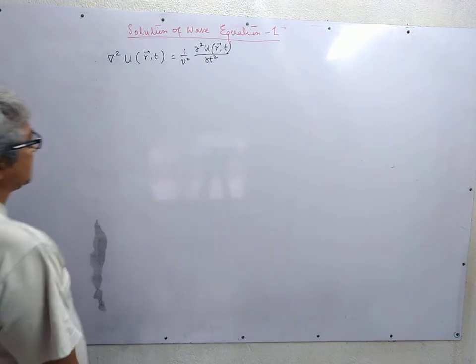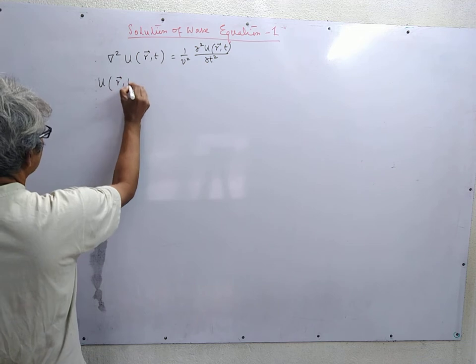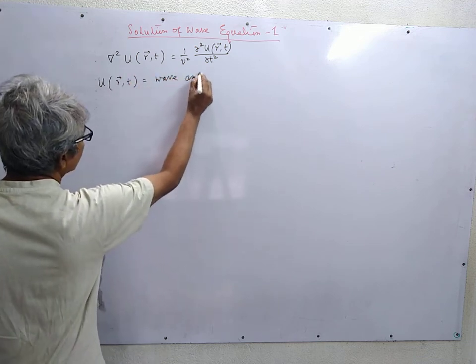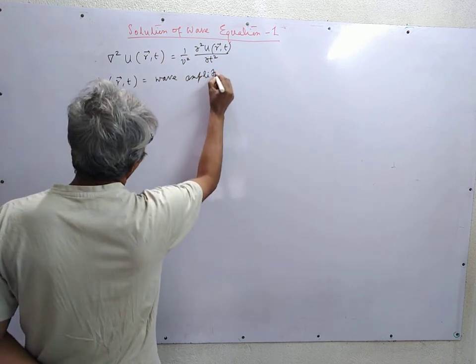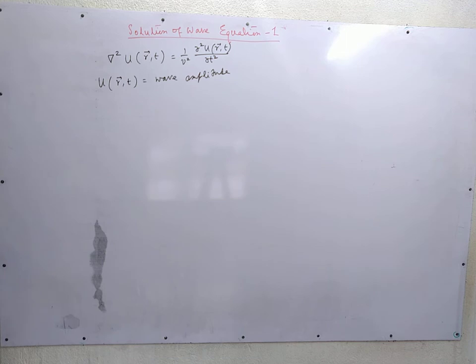where u(r, t) is the wave amplitude. If we want to solve this by method of separation of variable, we must keep in mind that the solution u must be periodic in space as well as in time.